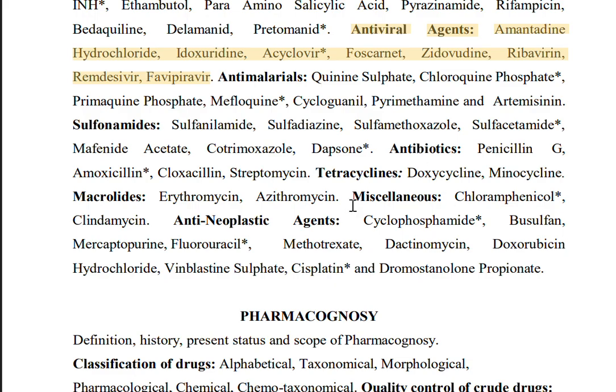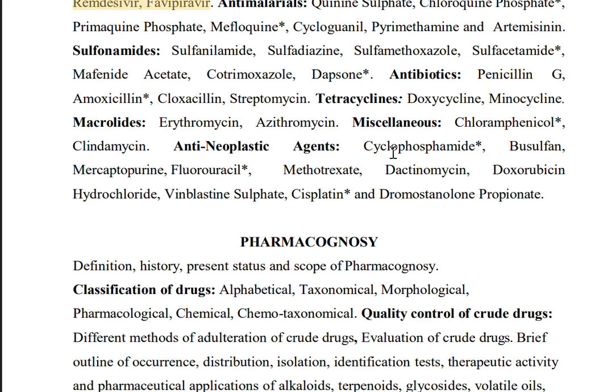In antibiotics, tetracycline and miscellaneous agents, and then anti-neoplastics: cyclophosphamide, busulfan, mercaptopurine, 5-fluorouracil. What is another name of 5-fluorouracil? What is the active metabolite of 5-fluorouracil? Several questions like that may be asked. You have to prepare and be ready for every aspect of the MRB pharmacist exam.